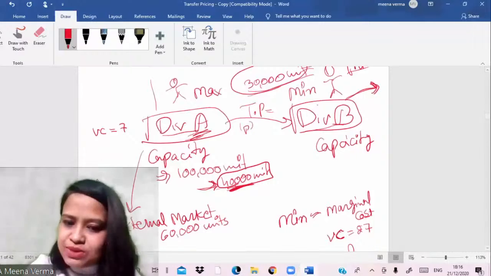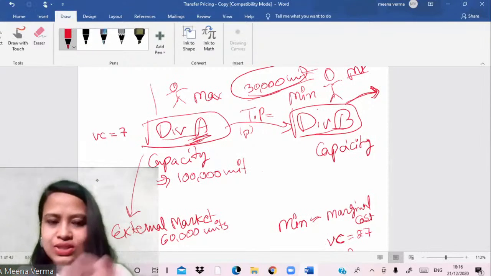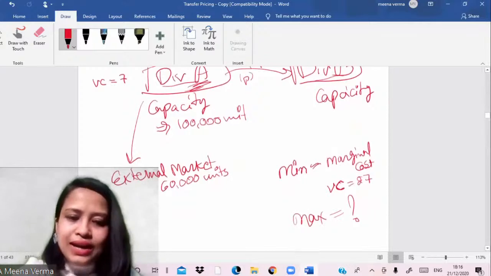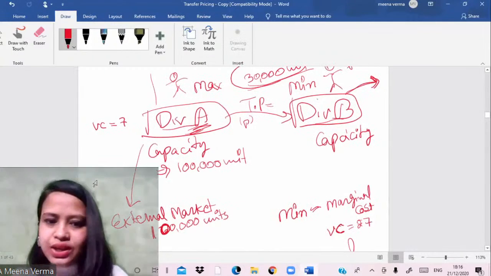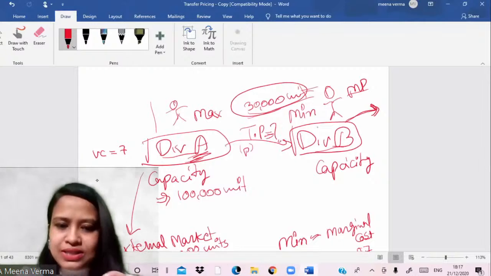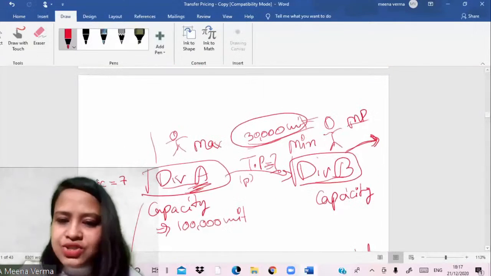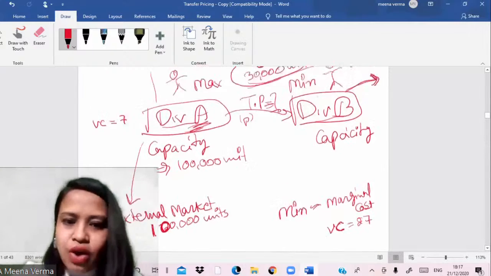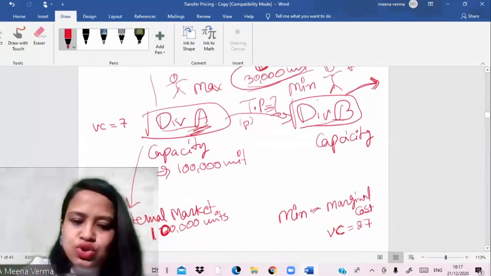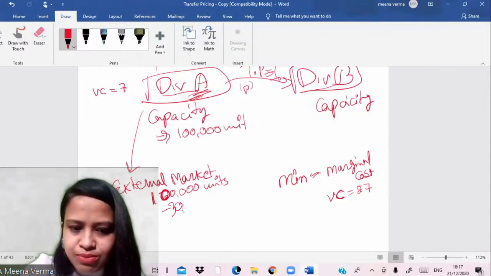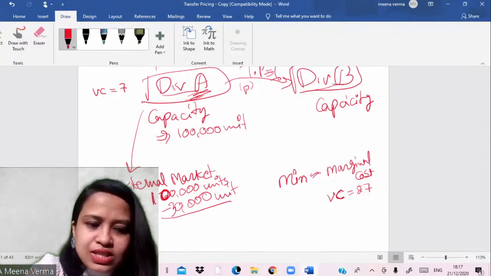Now, what if the organization doesn't have spare capacity? In this case, we have a spare capacity of 40,000. If the organization doesn't have spare capacity, for example, division A is producing 1 lakh units, and they can sell the entire 1 lakh units to the external market, what will be the transfer price? The minimum transfer price will be the marginal cost plus, for example, division B is demanding 30,000 units. For selling these 30,000 units from division A to division B, division A has to stop 30,000 of its sales to the external market. For that, the business organization is losing contribution here. This is the opportunity cost.